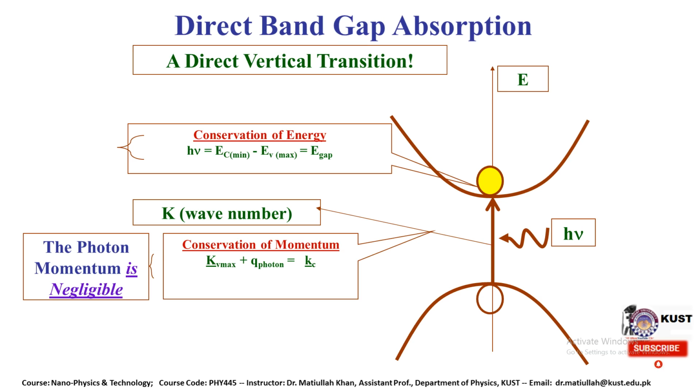In a direct band gap, the maximum of the valence band and the minimum of the conduction band lie at the same value of k. Here we see the wave vector k on the horizontal axis, and on the vertical axis we have energy. So the maximum of the valence band and the minimum of the conduction band lie at the same value of k. Such a semiconductor material is called a direct band gap material, and the transition in this case is very simple.